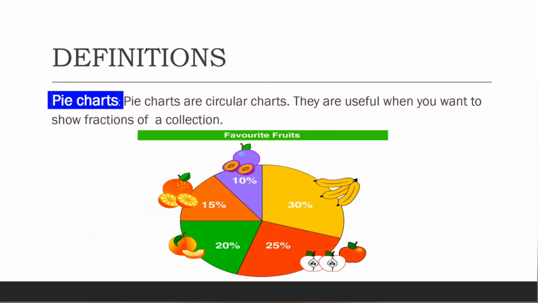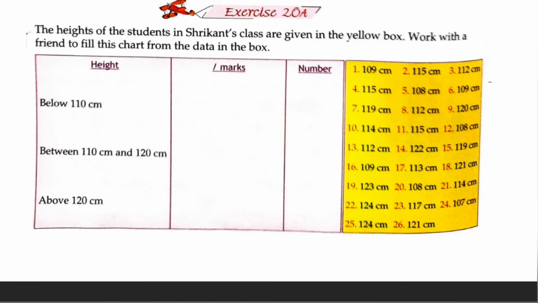Next is pie charts. Pie charts are circular charts. They are useful when you want to show fractions of a collection. So if a survey is done on, suppose, 100 students, with the help of pie charts we can easily understand that for 25% of the students their favorite fruit is apple and for 30% of students the favorite fruit is banana, and likewise. So let's start with the exercise.